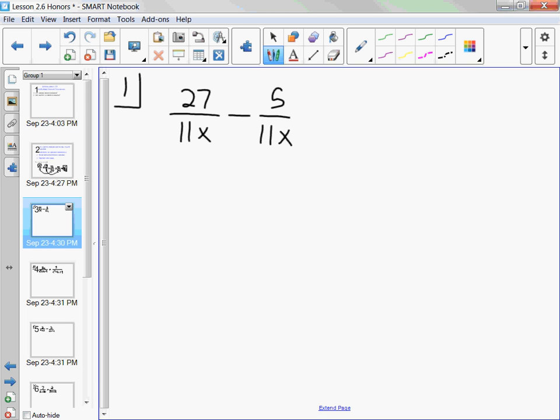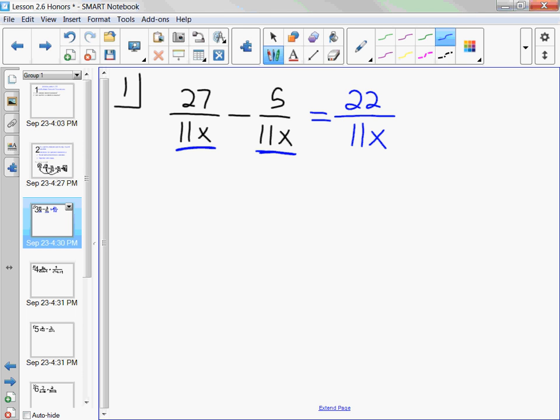So first of all, I look at this, and I want to find a common denominator. Well, if I look at both of the denominators here, they are both 11x. I already have a common denominator. So I don't have to do anything that way. All I have to do, in this case, this is a subtraction problem, is go 27 minus 5, which is 22, all over the common denominator, which is 11x.